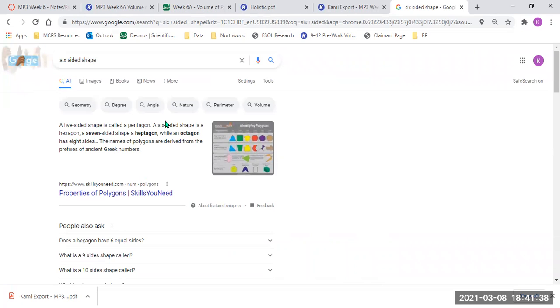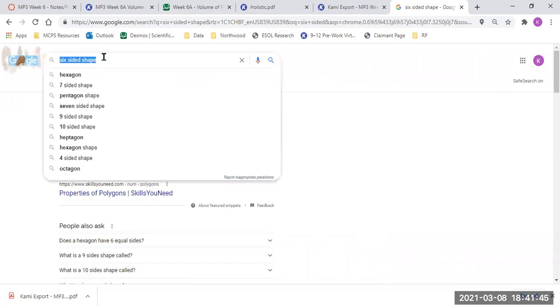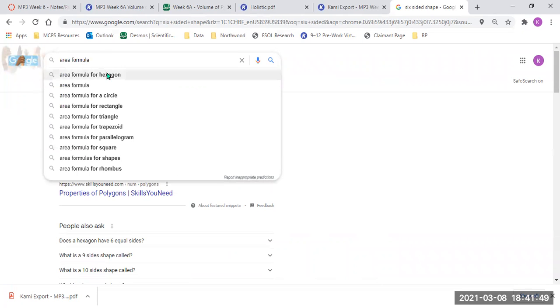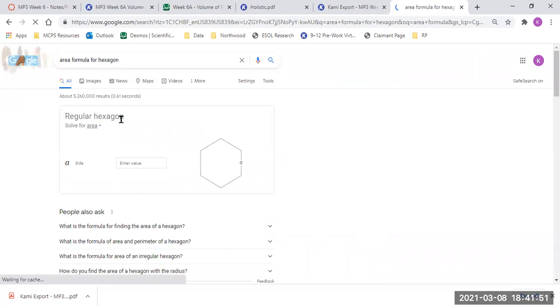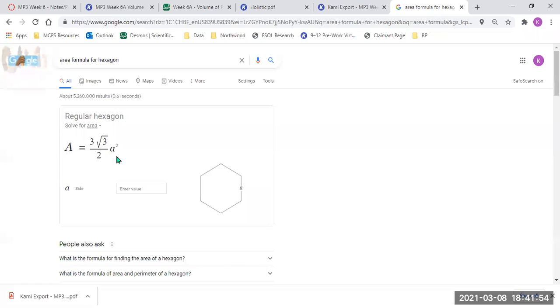But a six-sided shape is a hexagon, right? And what is the area formula? The area formula for a hexagon is something else that we can look up. Now, this is a bit confusing, I know, but it is just numbers that we can plug into a calculator. So 3 root 3 over 2 times A, and A is the side length.